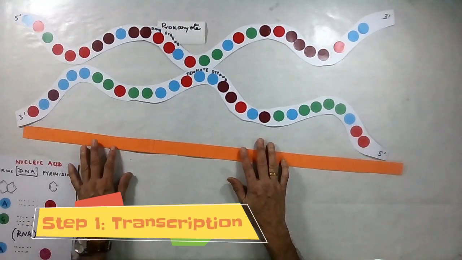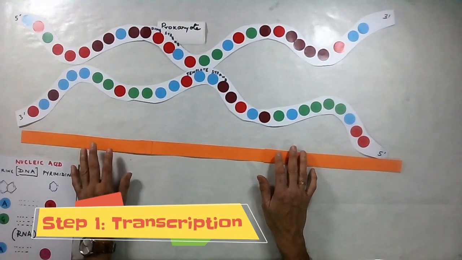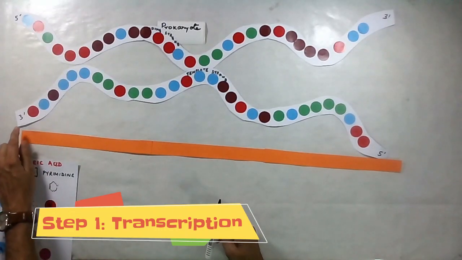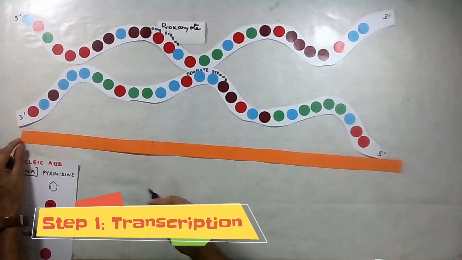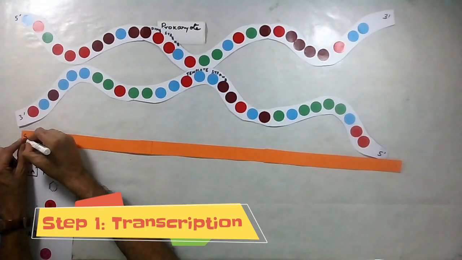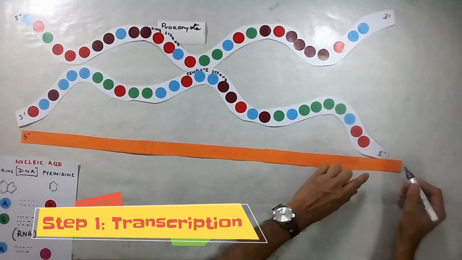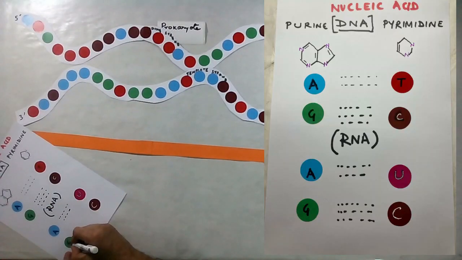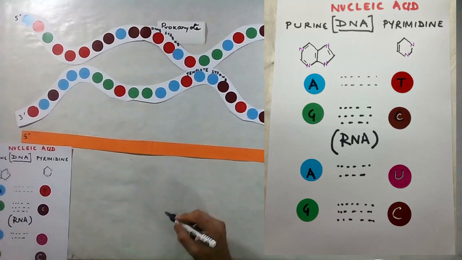Now mRNA is coming here. This mRNA always starts just opposite the DNA. If this is 3', opposite will be 5' mRNA, which ends in 3'. Now the same code we will use here.